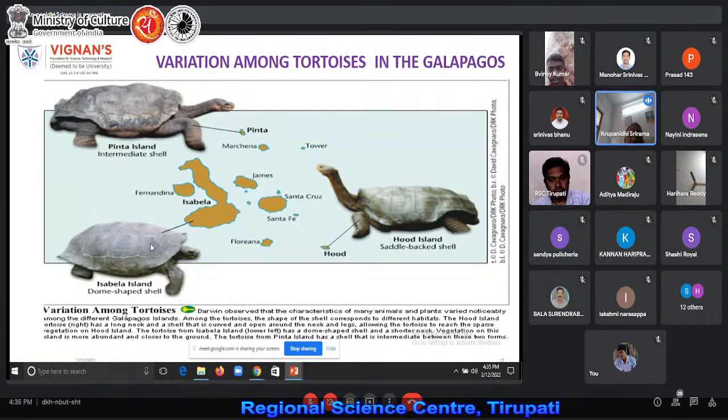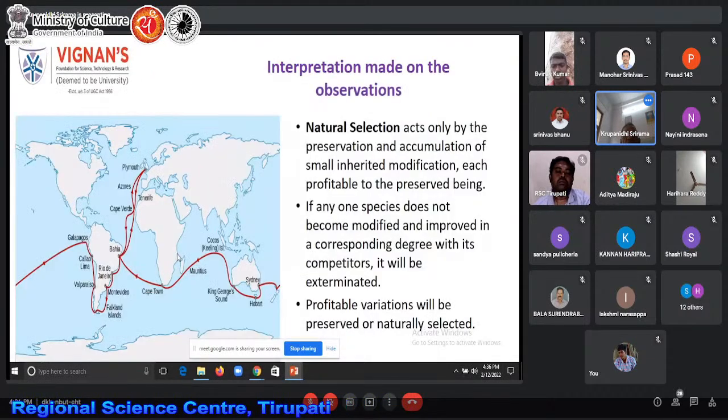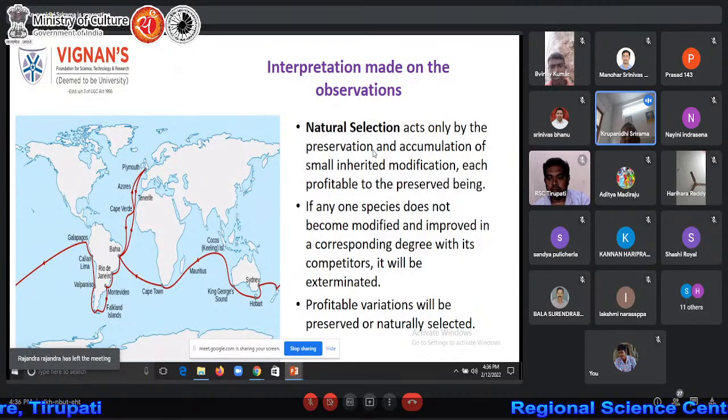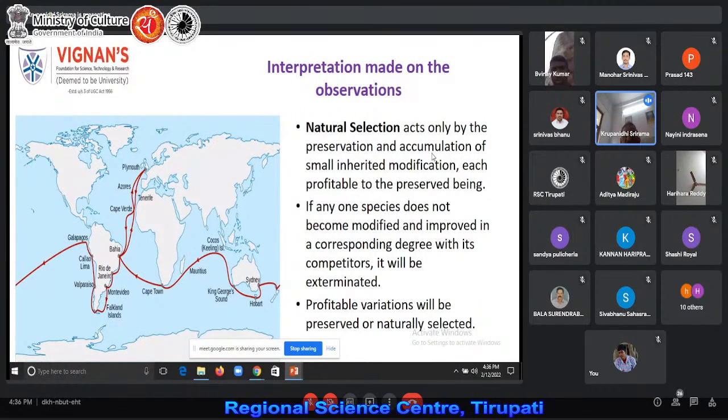and they were all given a sort of phylogenetic link, and their morphological structures were interpreted in relation to their habitat and habits. Now, the interpretation made on the observations of Charles Darwin is as follows. Natural selection acts only by the preservation of the characters and accumulation of small inherited modifications. Each of these modifications should be profitable to the preserved being. That is, if I get modified, whatever characters I inherited should be beneficial for my existence. Then only will the natural selection operation be understood.